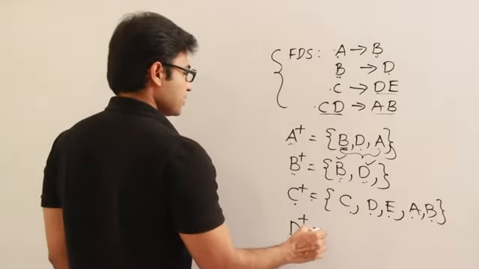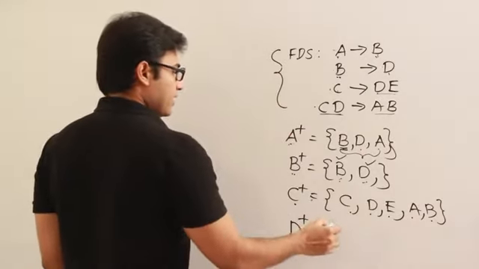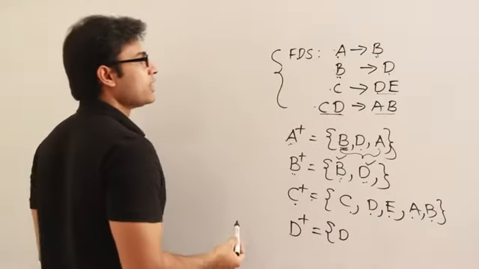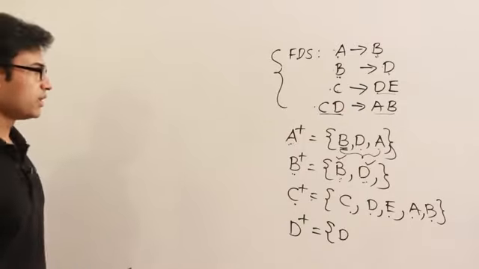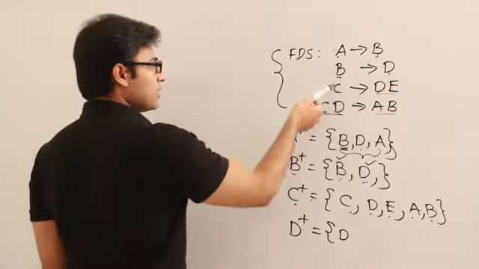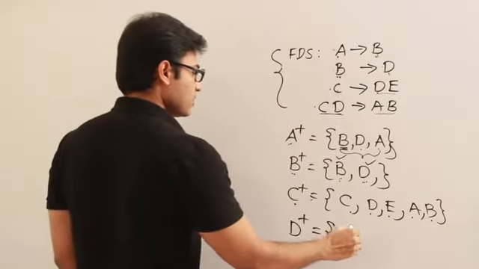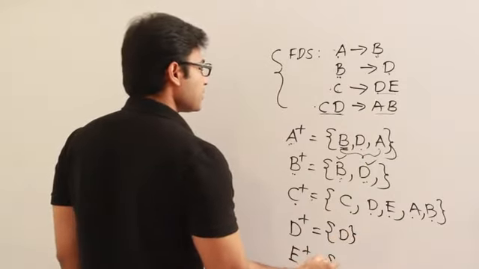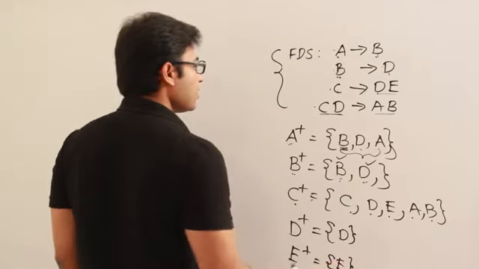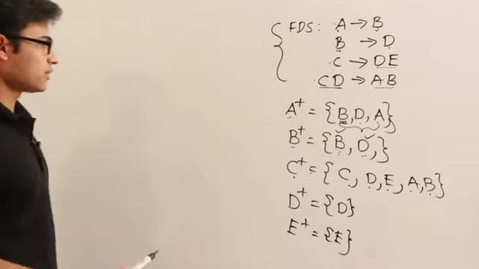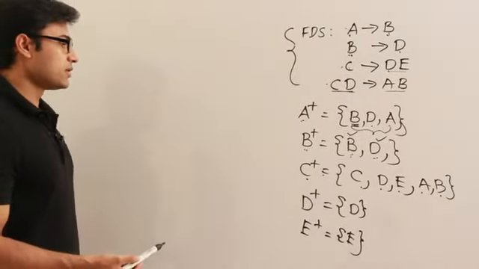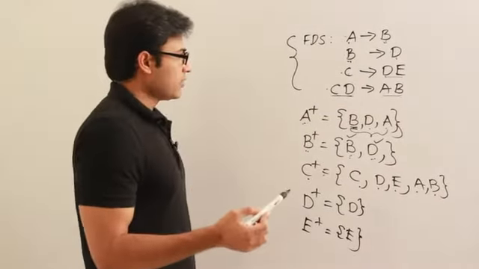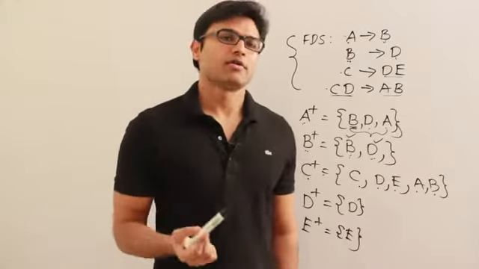Let's say D plus. So D plus, I can get D definitely. Now let's see if there is anything I could derive only from D. There is no way D is going to give us any values, therefore D is the only thing. What about E? E plus, there is no way I can get anything, right? So I got only these values: A plus, B plus, C plus, D plus. And sometimes this closure set can also be found out for a combination of attributes, right?